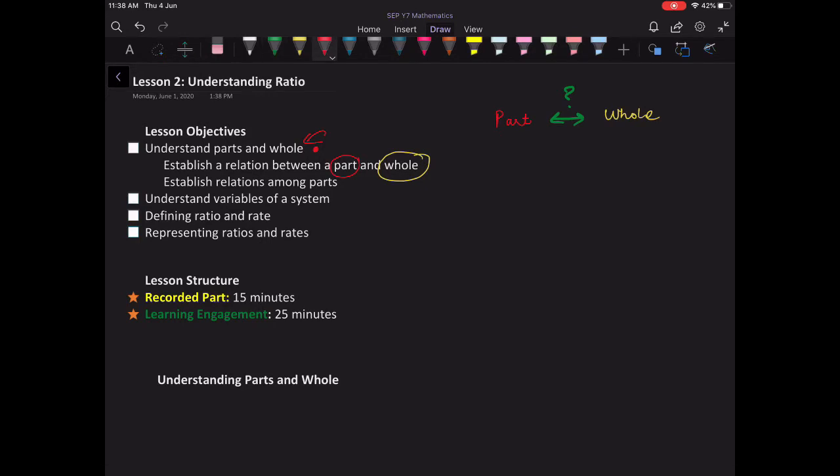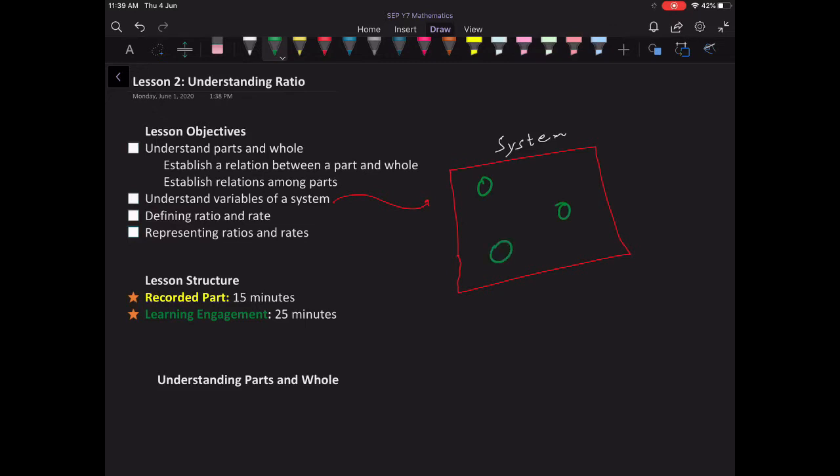Next, we have to establish relation between parts of the whole. We shall also analyze systems and see how they are composed of variables and constants. As the name suggests, variables have changing values and constants do not change. We shall also study ratios and rates.